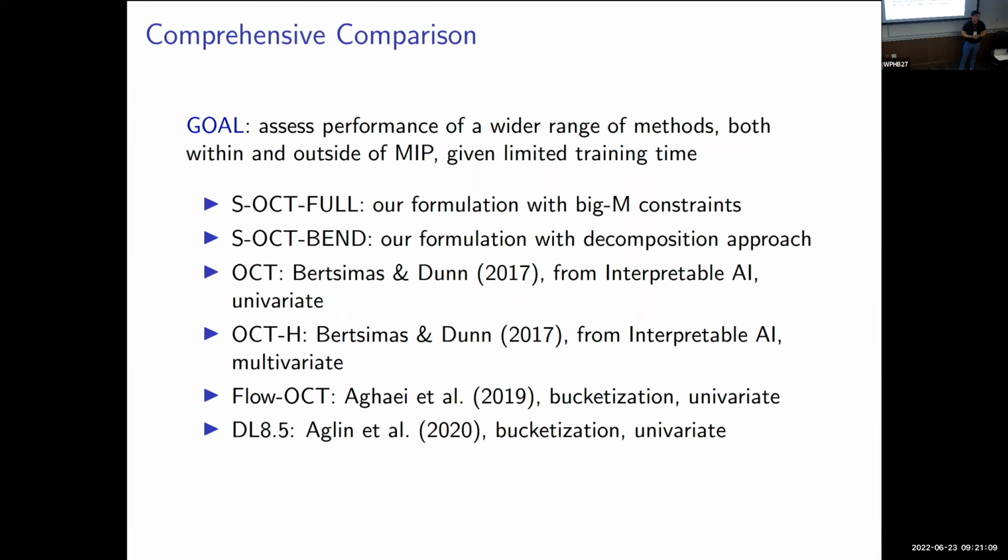One of the other methods that we test out is DL8.5, which is an itemset mining based approach. And for OCT and OCT-H, which are by Bertsimas and Dunn, we use the package that they provide with Interpretable AI, which is Bertsimas's startup company or something like that. And they have these packages for their models.